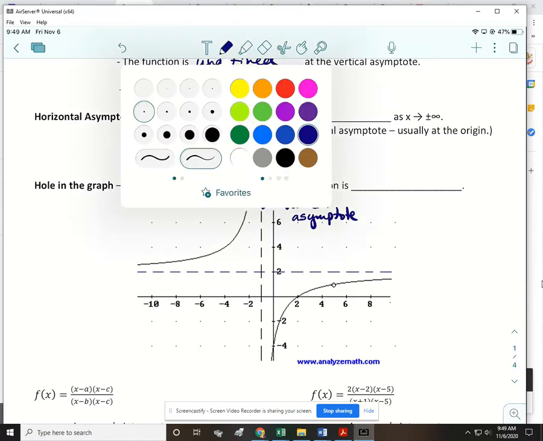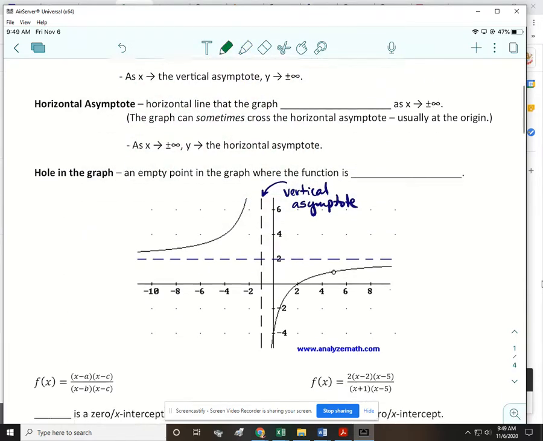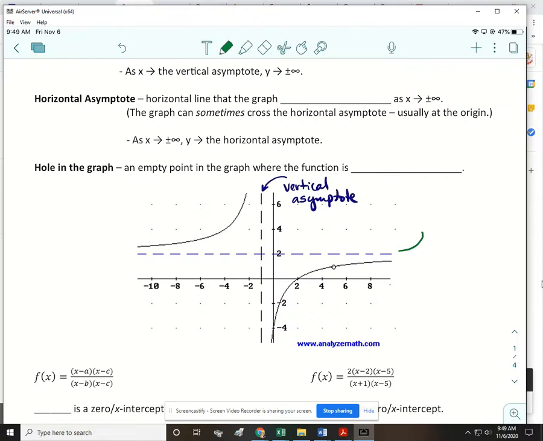All right, so now let's talk about horizontal asymptotes. On this graph, the dashed horizontal line right here is a horizontal asymptote. A horizontal asymptote is a horizontal line that the graph approaches as x approaches infinity or negative infinity. So as you go out to the left or to the right, the function is going to get closer and closer and closer to the horizontal asymptote.